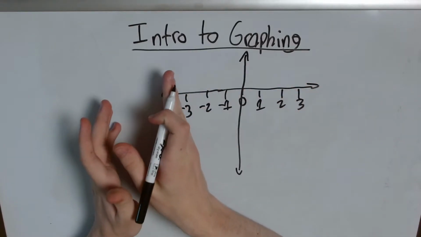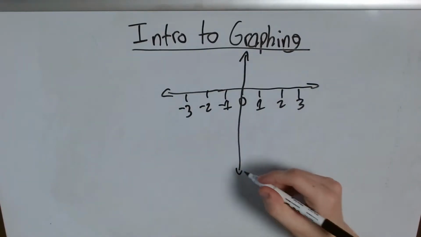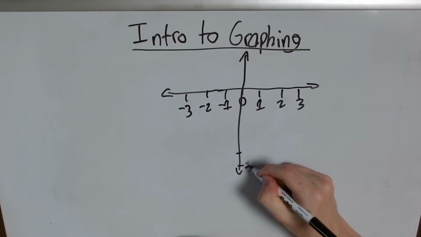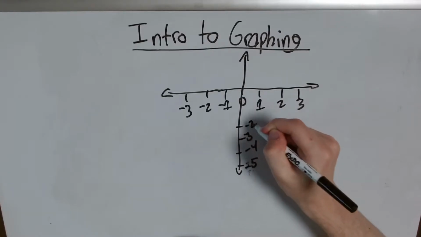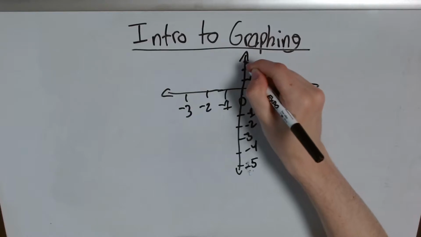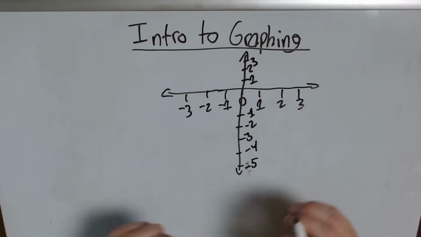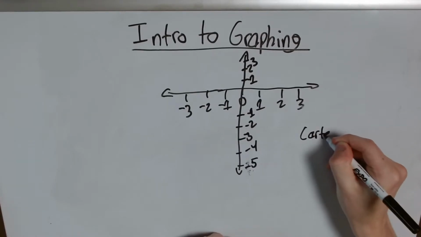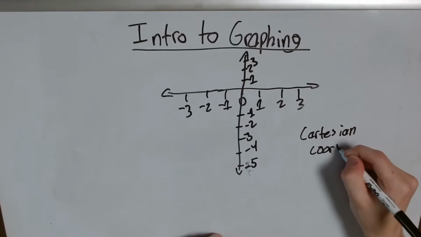So not only do we have from negative infinity to positive infinity along here, we have the same thing going up here. Right? So we essentially have two number lines working in tandem. And we call this Cartesian coordinates.